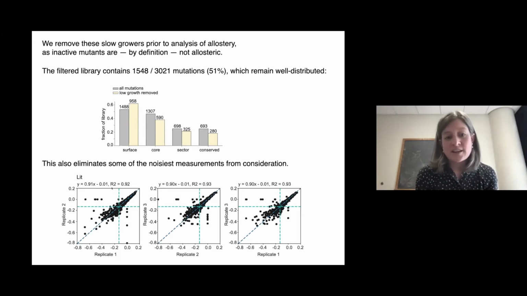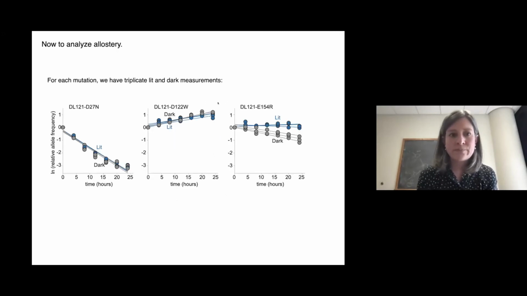Okay, and the other thing that this does is it eliminates some of the noisiest measurements from consideration. We don't expect to be able to calculate a reliable estimate of allostery for some of these really slow growers. Here I'm showing the 3 biological replicates we did of this experiment. What we're filtering out is everything in this lower left corner below these cyan lines. These are the mutants that are left that we're going to calculate allostery for, which is about 51% of our data. Okay, so for all of our mutations, we have triplicate lit and dark measurements.